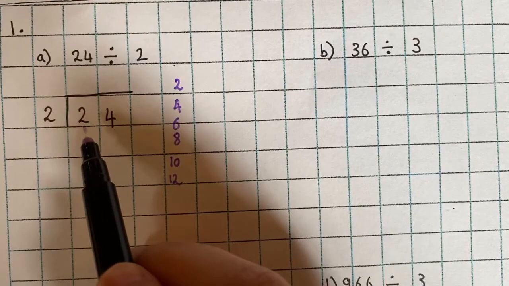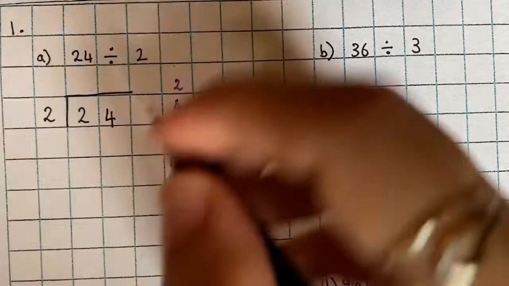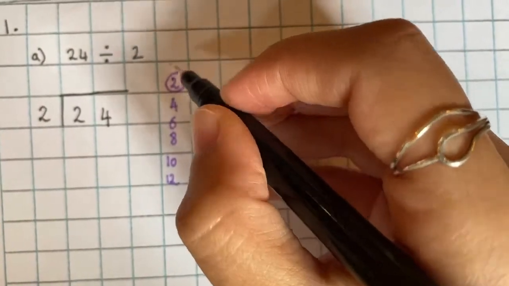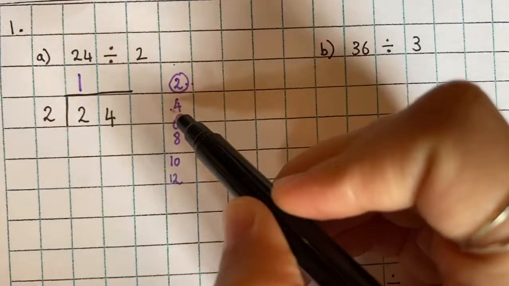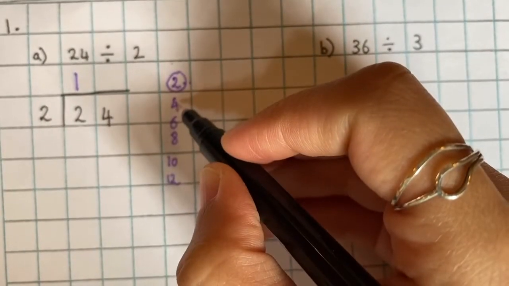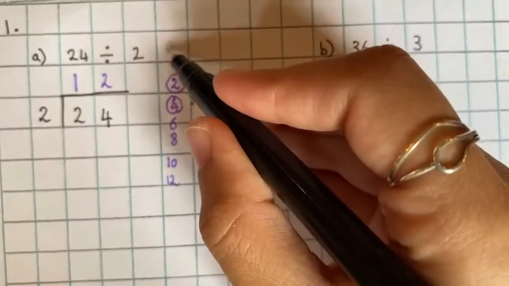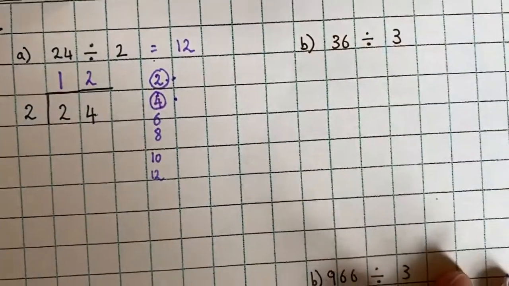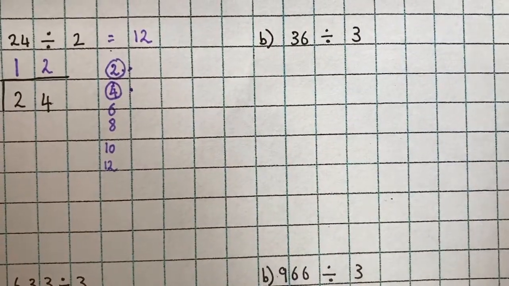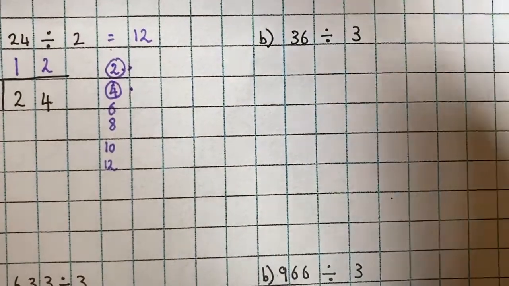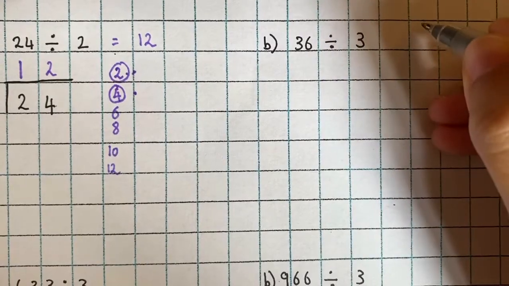And then I'm going to look at the first digit. So how many 2s go into 2? Circle the 2, that is just 1. How many 2s go into 4? That's 1, 2. So my 24 divided by 2 equals 12. Now can you follow the same steps to find 36 divided by 3?